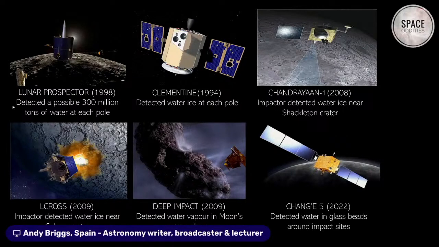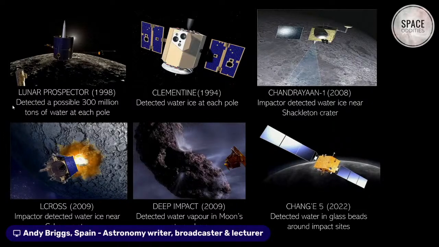Chandrayaan-1, the predecessor of Chandrayaan-3, which is hopefully going to land on the moon on Wednesday, was an impactor mission to slam an impactor into the moon, and it detected water ice near Shackleton crater. The LCROSS mission from NASA, again another impactor, detected water ice near Cabeus crater, another crater at the south pole of the moon. The Deep Impact mission, you may remember, NASA's wonderful mission to ram a probe or an impactor into an asteroid, was in 2009.